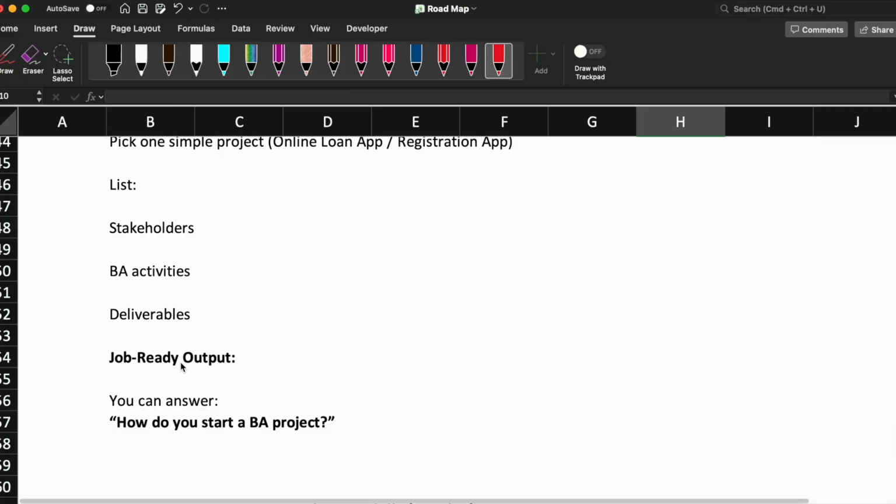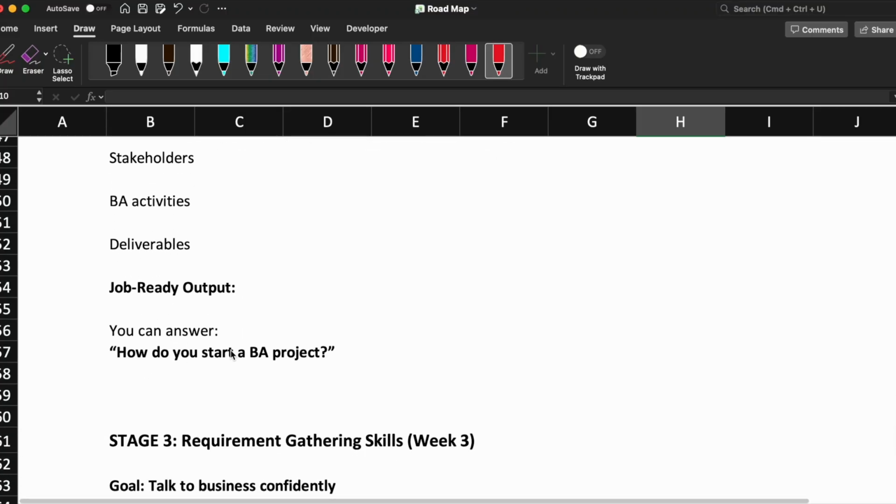So what is the output we are expecting here? Job ready output: you can answer, how do you start a BA project?